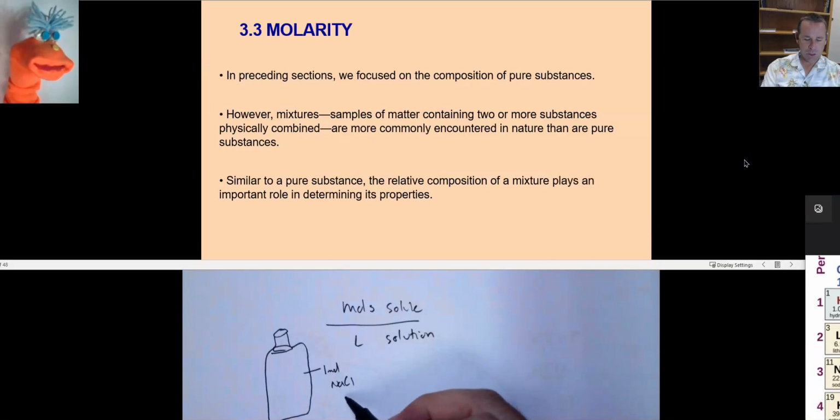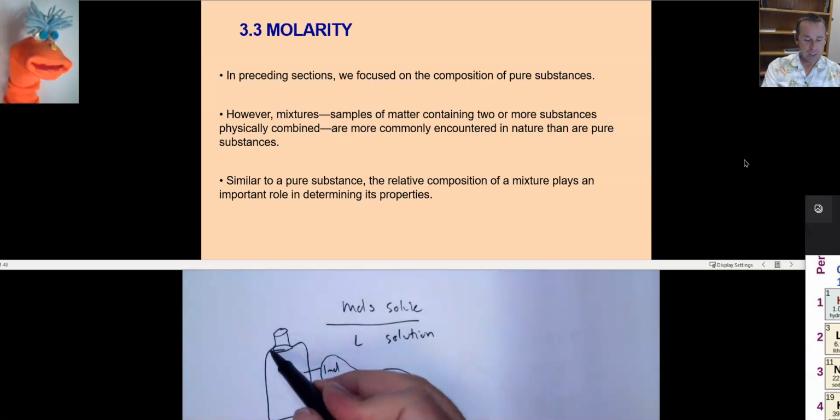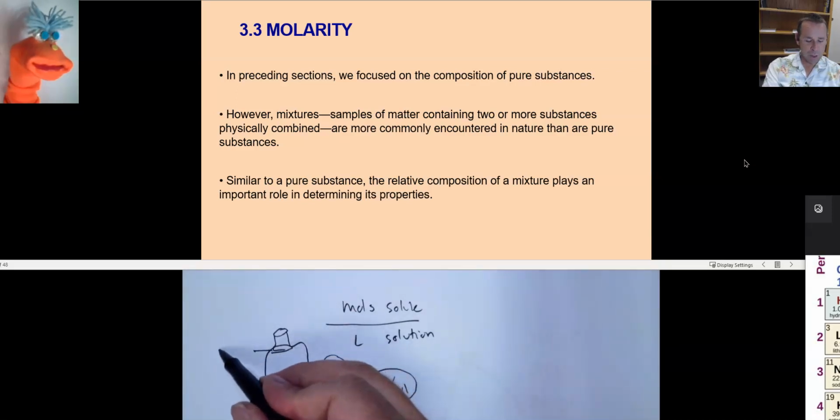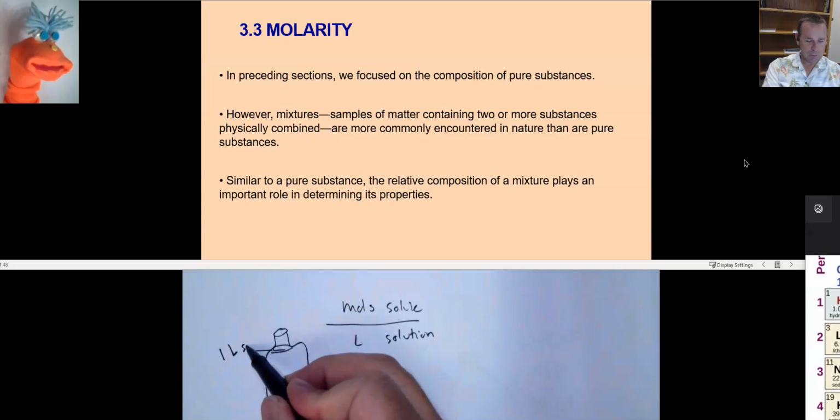Okay, so there's 58.44 grams for every mole. So if I have 1 mole of sodium chloride, or 58.44 grams of sodium chloride in this bottle, okay, and it's filled up with water to make a total volume of 1 liter of solution.